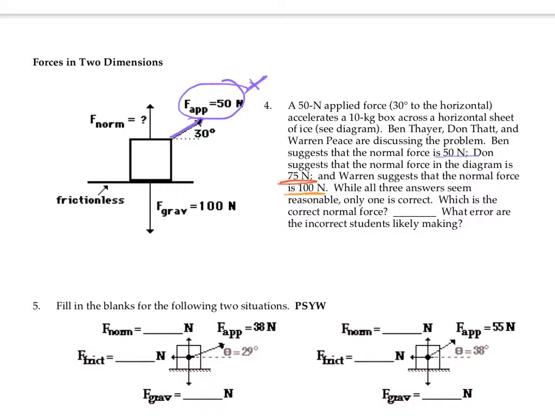Now, Warren thinks that it's 100 newtons because the normal force will cancel out the gravity, which it normally would if it wasn't for the y component of this force. So it can't be 100 newtons, and it can't simply be 50 newtons, so it must be 75 newtons. Now we can actually solve this if we want to.